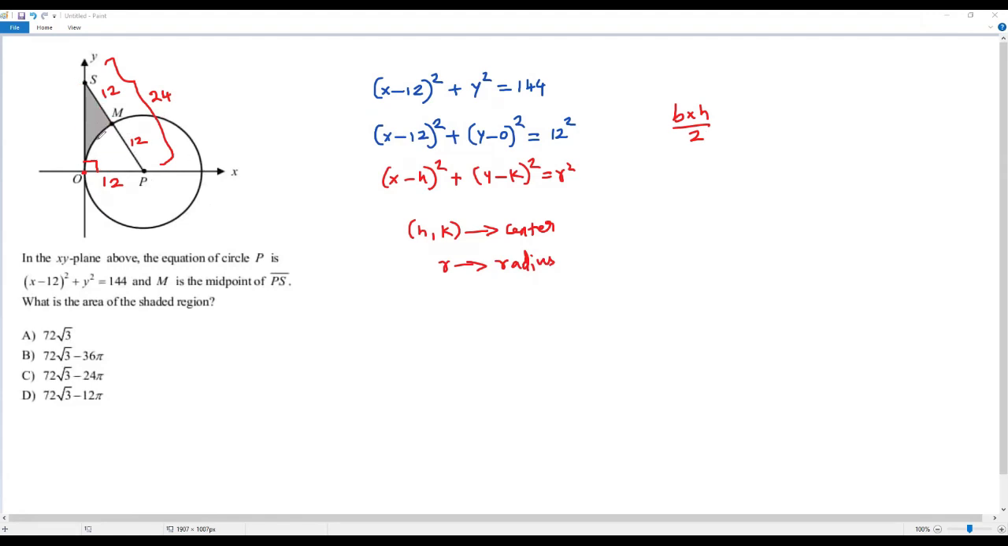In this right triangle OPS, SP is the hypotenuse and its length is 24, and the length of the hypotenuse is 2 times the length of this leg OP. In any right triangle, if the length of the hypotenuse is 2 times the length of one of the other two legs, then it has to be a 30-60-90 special right triangle.